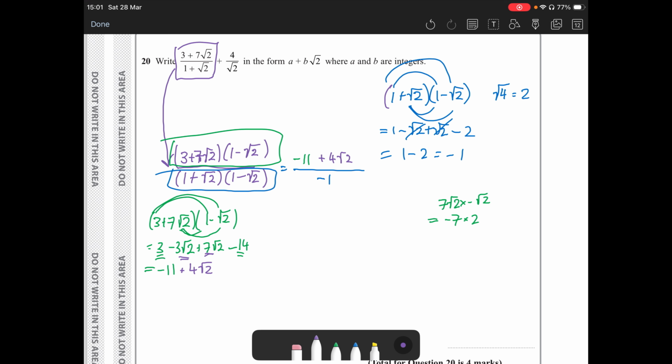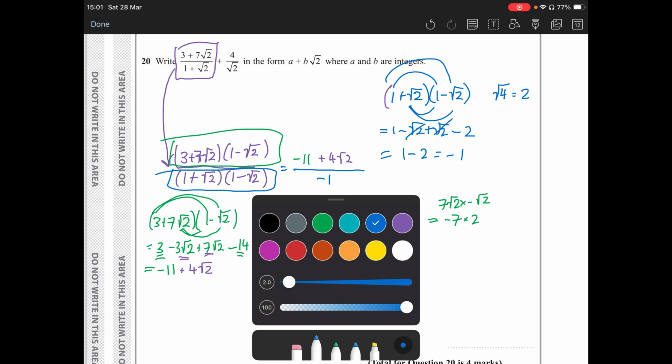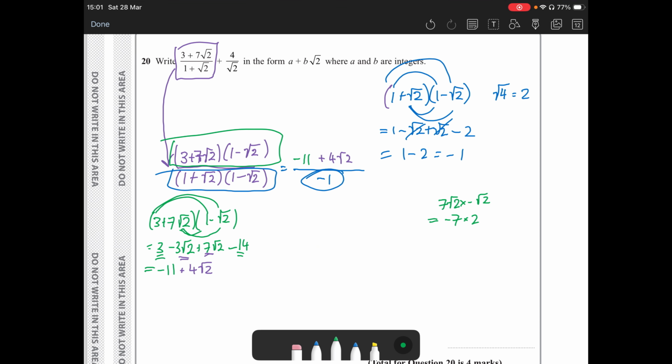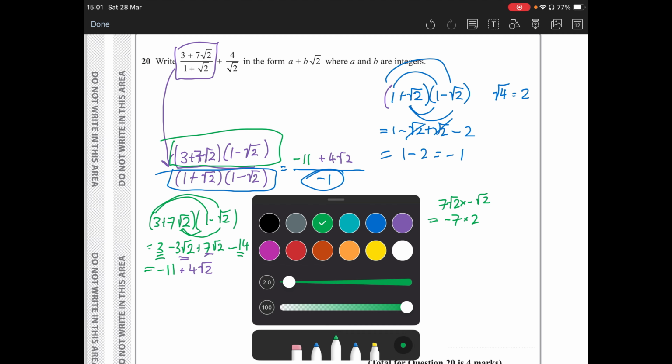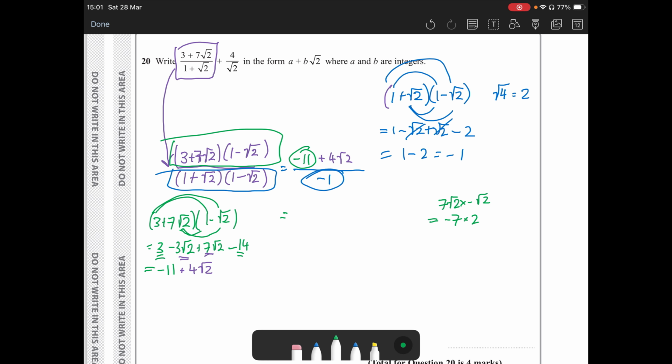But remember, because we are dividing the numerator by minus 1, you can do the following. Minus 11 divided by minus 1 is positive 11. And plus 4 root 2 divided by minus 1 becomes negative 4 root 2. So we've basically just shown that this first bit is 11 minus 4 root 2.